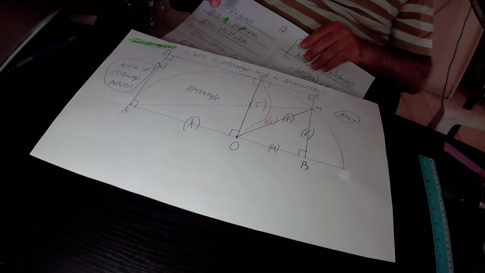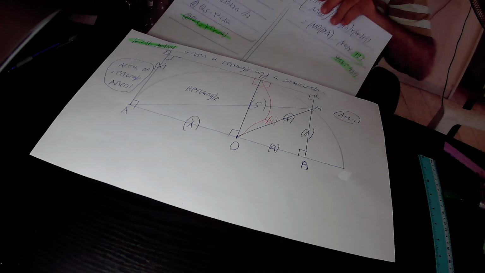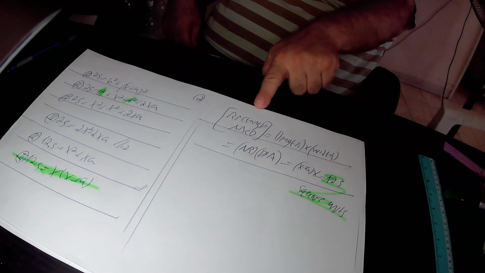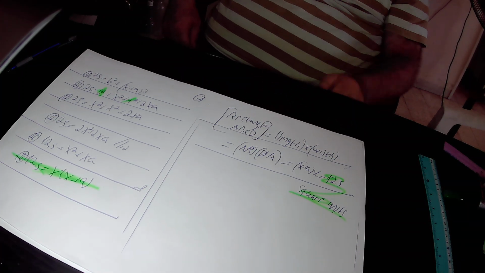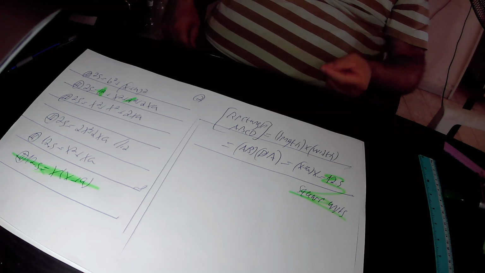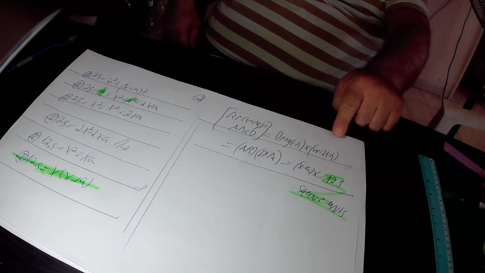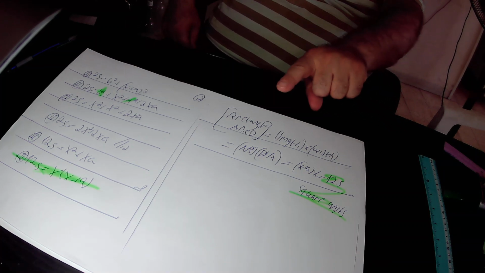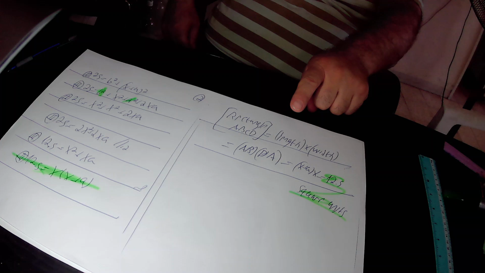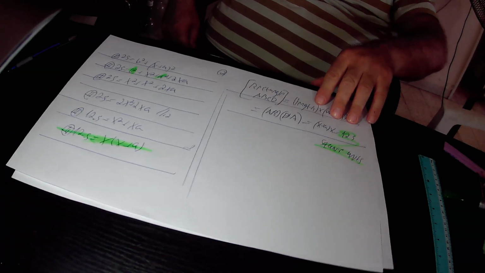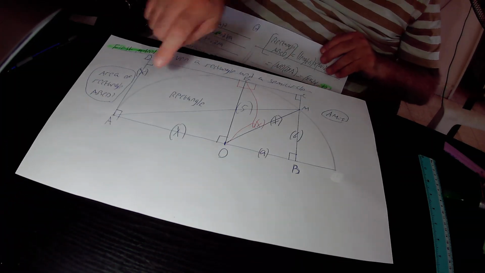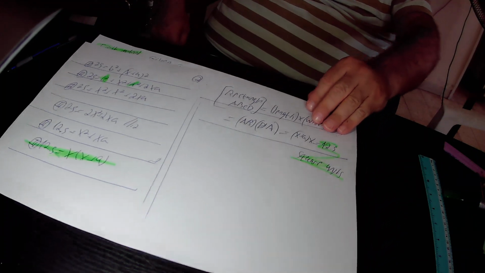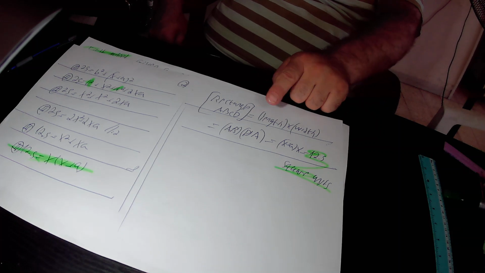Our mission is to find the area of this rectangle ABCD. Again, our mission is to find the area of rectangle ABCD. We know that the area of any rectangle equals the length times the width. Therefore, the area of rectangle ABCD must equal the length of ABCD times the width. The length of this rectangle is AB, and the width is DA. So the area of rectangle ABCD must equal AB times DA.